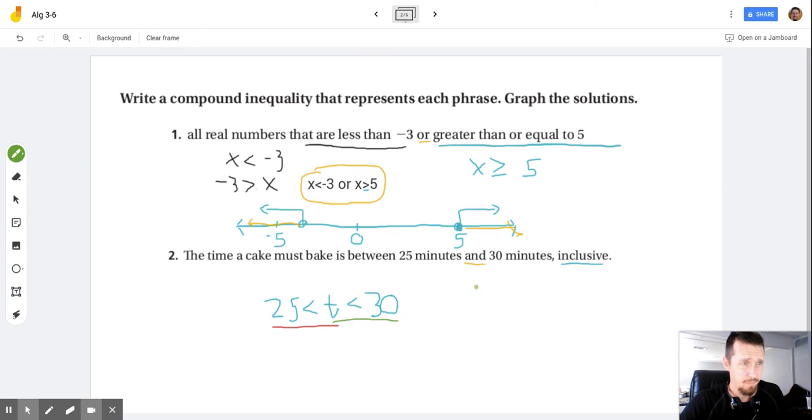They're attached. Now, we've got this word over here, inclusive, and what the word inclusive means is that we want this to include the values 25 and 30. So we want both of these inequalities to be an or equal to.